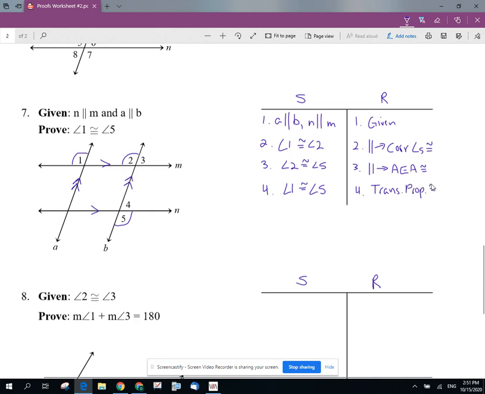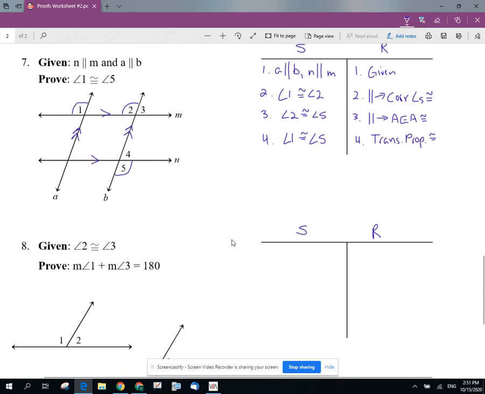Now at this point you may be thinking this is a lot of the same thing, and it kind of is, and there's only so many ways we can draw parallel lines and a transversal, so we're starting to use the same things over and over again. We'll move on to something else eventually.